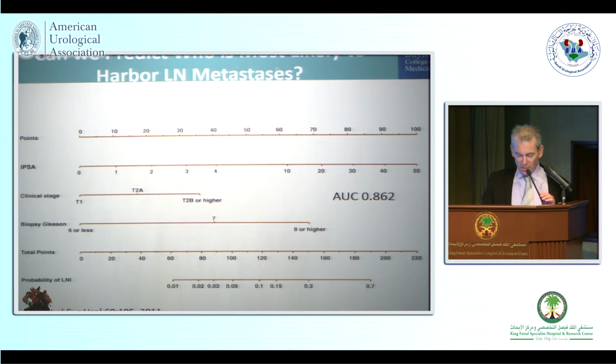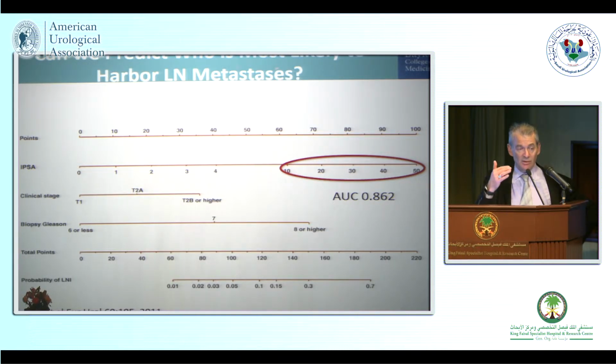This is a nomogram that Guy Godoy published in 2011. This is based on Memorial data, and you can see that this AUC of 0.86, I've done a fair amount of work in nomograms in the setting of bladder cancer, that's significant. 0.86 is really good sensitivity for, in this case, the primary outcome measure, which was lymph node metastasis.